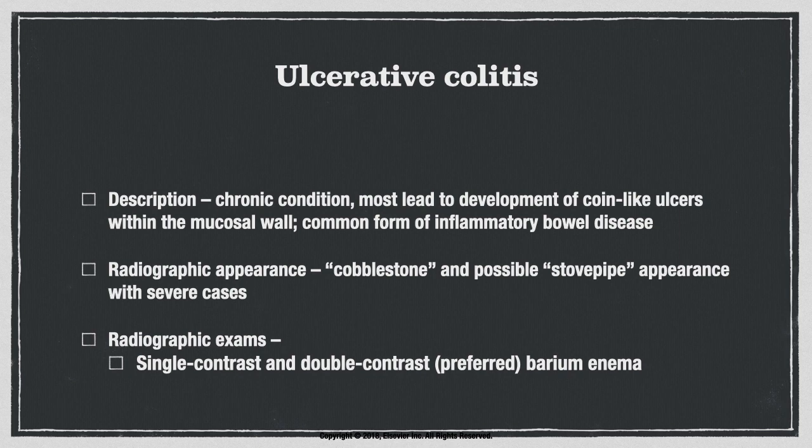Ulcerative colitis. A chronic condition, most lead to development of coin-like ulcers within the mucosal wall. Common form of inflammatory bowel disease. Radiographic appearance is a cobblestone and possible stovepipe appearance with severe cases. You're going to do a barium enema, single contrast, but a double contrast is preferred.